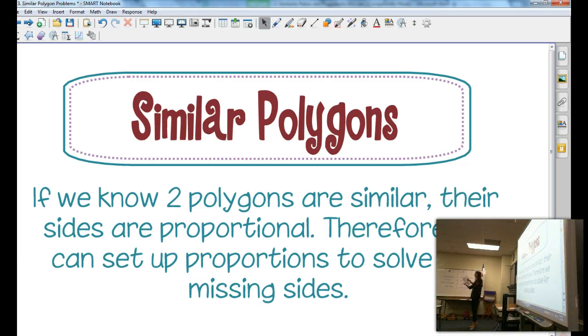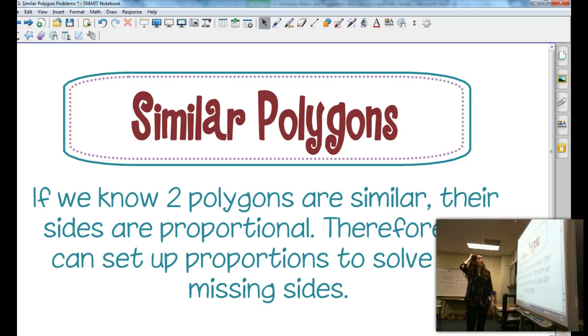If 2 polygons are blank, then their sides are blank. Oh wow, look at all these people that didn't pick up their notes. See, it's not just me. Yeah. It's all on camera. Whoever didn't pick up their notes. It's not your fault. Okay.